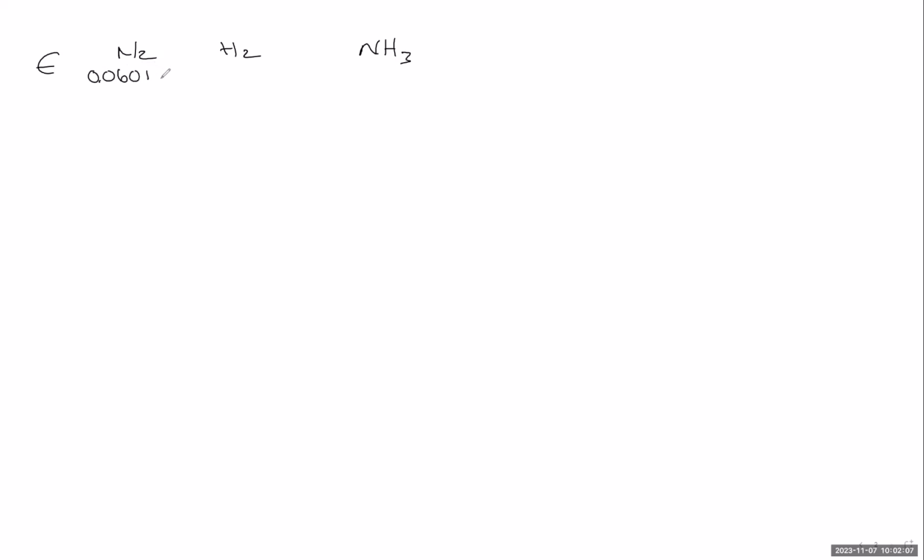We have 0.060 minus x, 0.040 minus 3x, and then 2x. Now I'm also going to write down from the previous page that our equilibrium constant is this quantity at the temperature that we are doing this reaction.